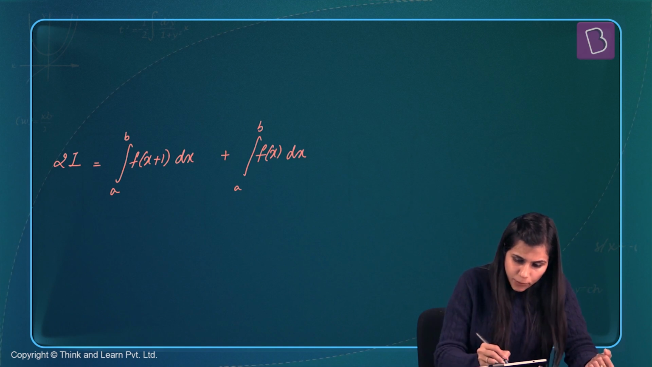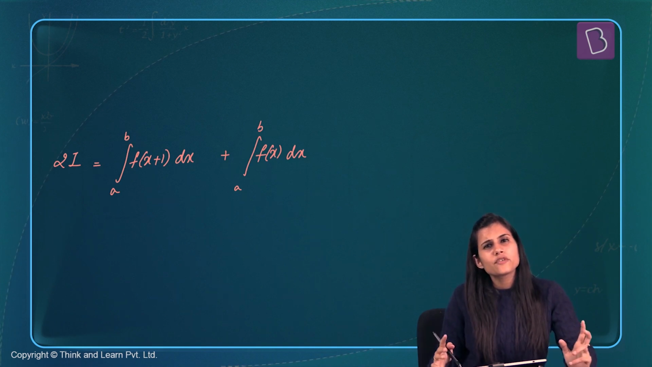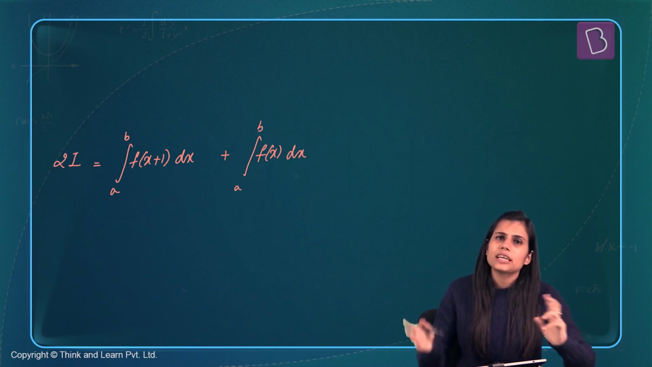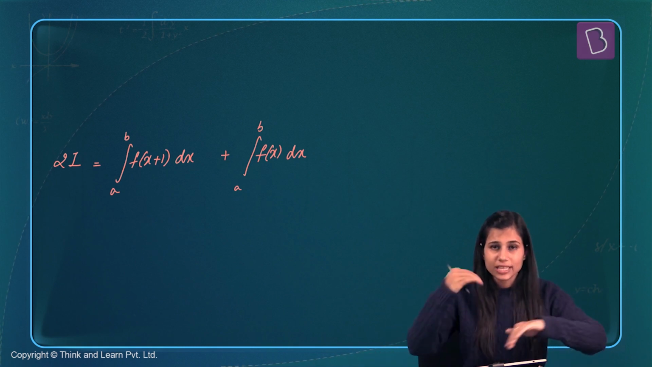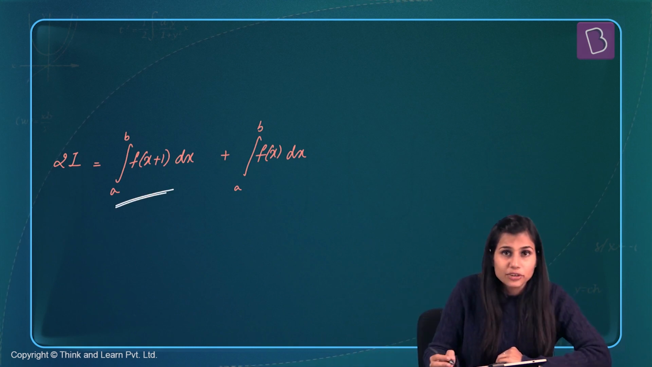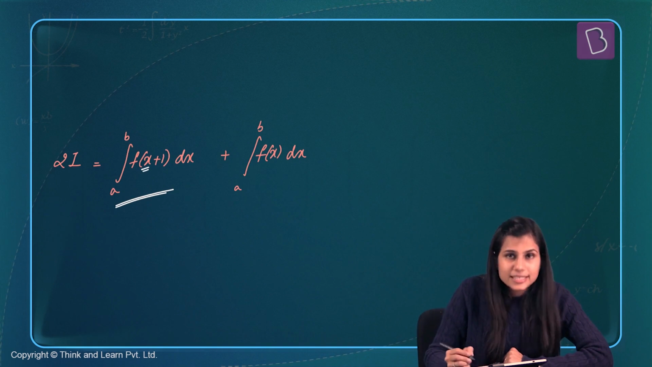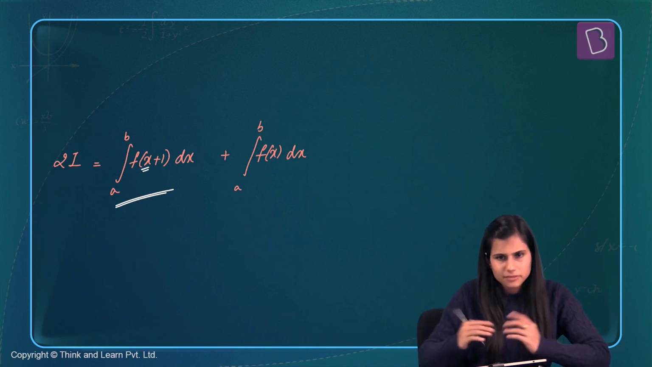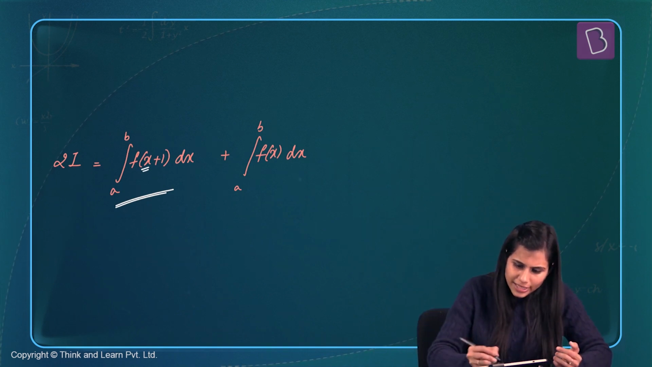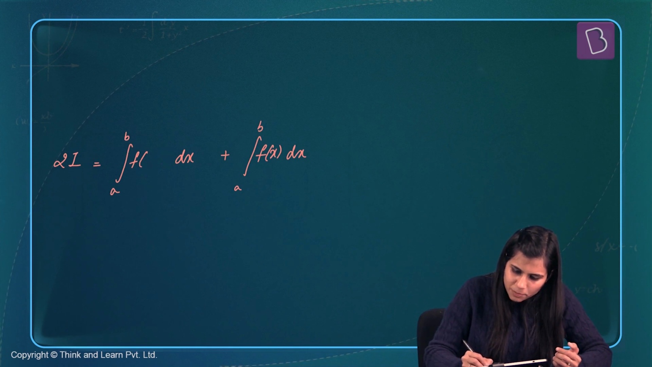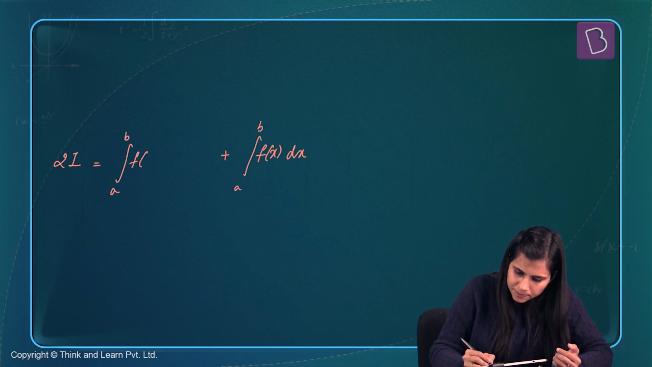Well, realize the property that integral a to b f of x dx is equal to integral a to b f of a plus b minus x dx. If I use it again in here, in this integral, I replace this x by a plus b minus x. The integral is not going to change, right? So in place of x plus 1, I can write a plus b minus x and plus 1.